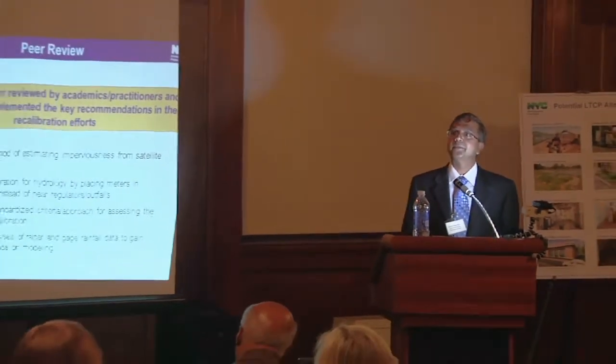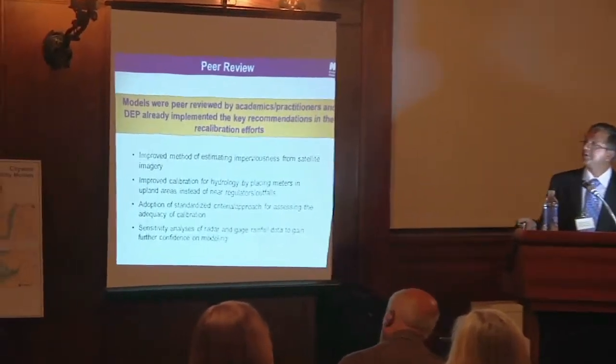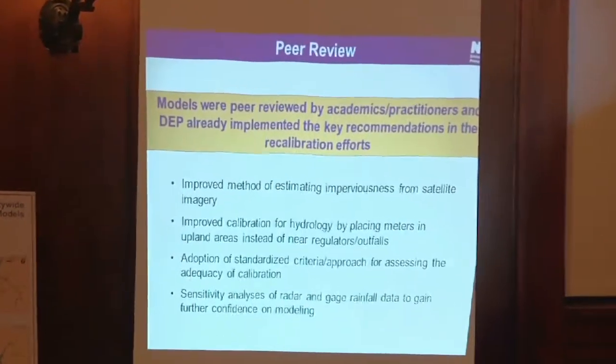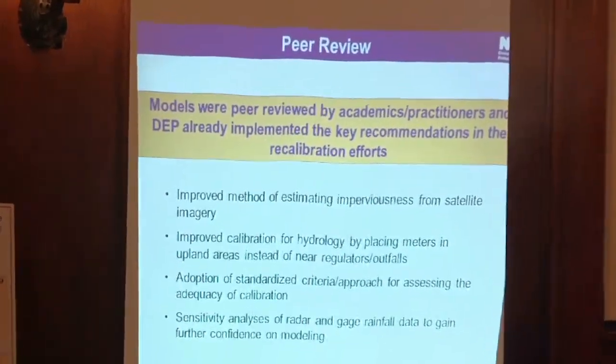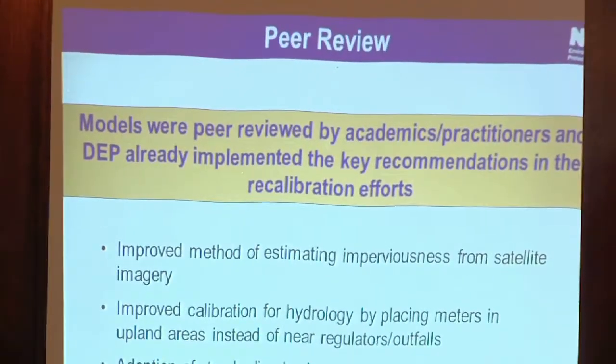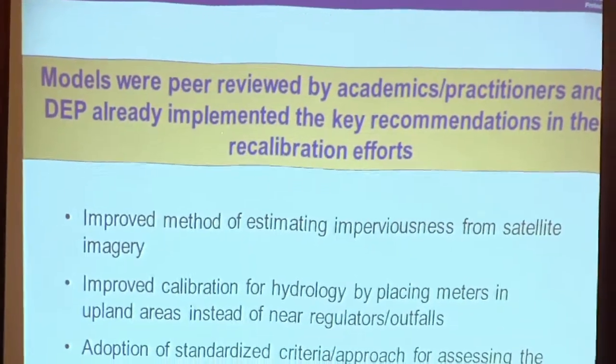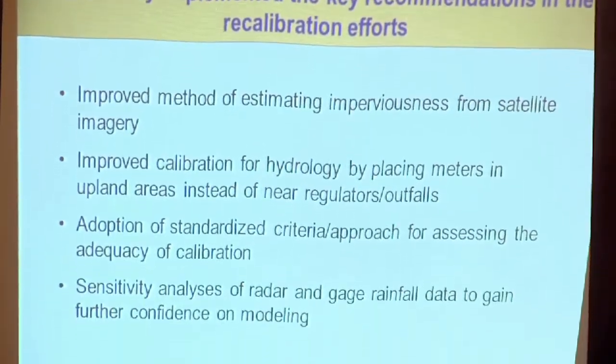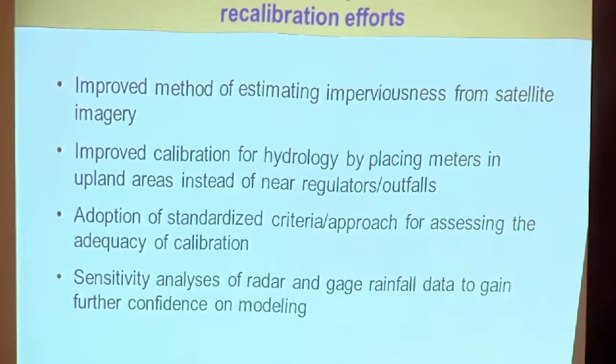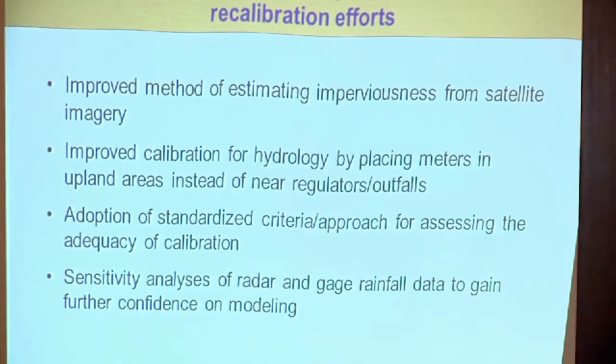These models have been extensively peer-reviewed by academics and also practitioners, and they provided several recommendations for improvement. Some of these are listed here, like improving the imperviousness using satellite imagery. What we previously used was the information on the roadways and building footprints that were readily available. No information was available on driveways or sidewalks and so on, so we arbitrarily used a 10% adjustment factor. Here, with the remote sensing data, we overcame that assumption.